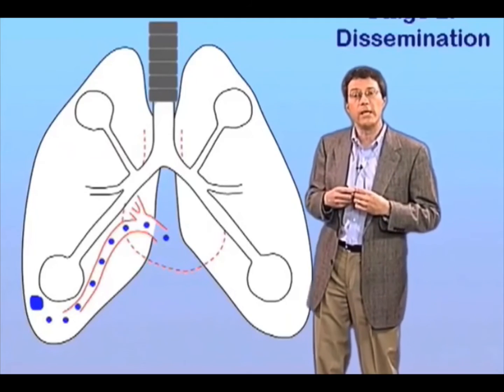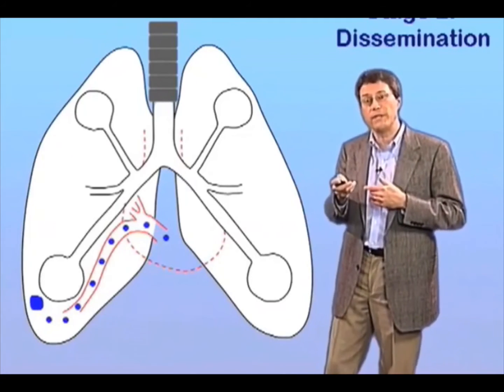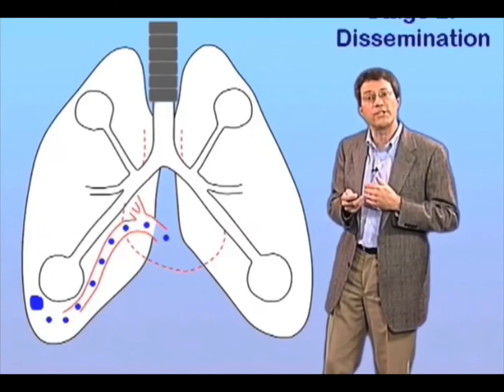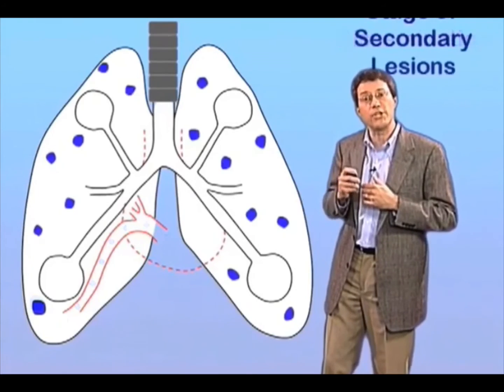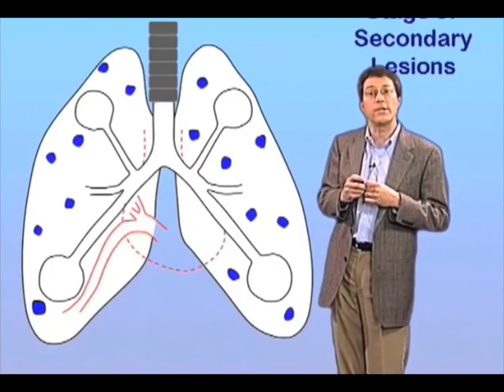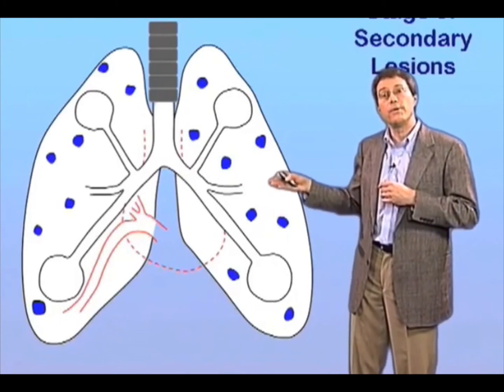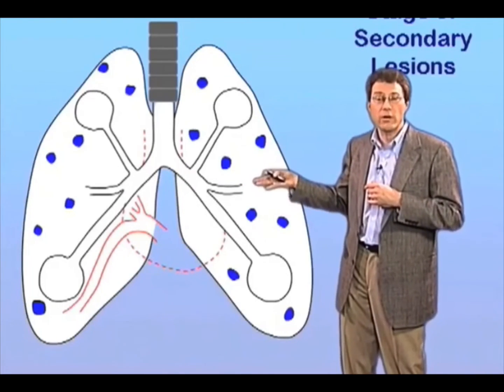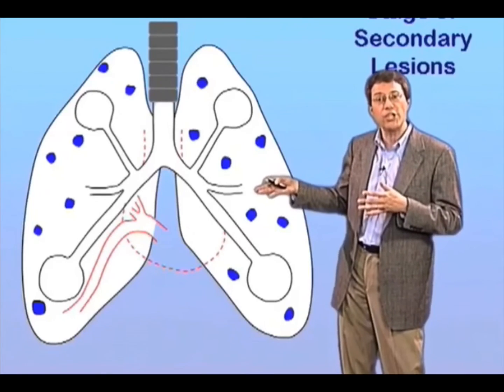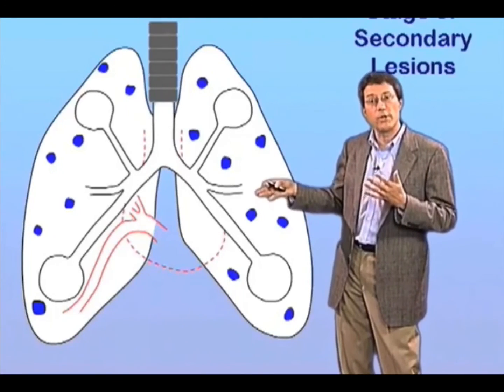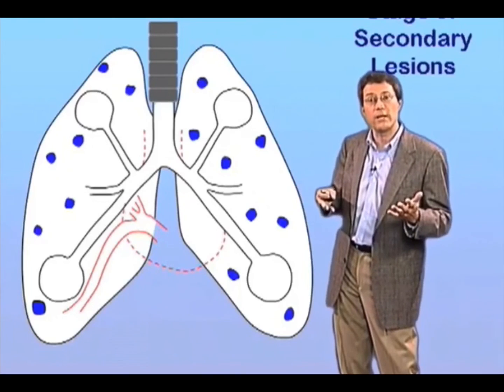So this process of dissemination through the lymphohematogenous route is critical for establishing infection at secondary sites within the lungs as well as within extrapulmonary organs. The lung is, of course, the primary target of tuberculosis. That's its favored niche, and that is the location from which the bacterium disseminates to secondary hosts.